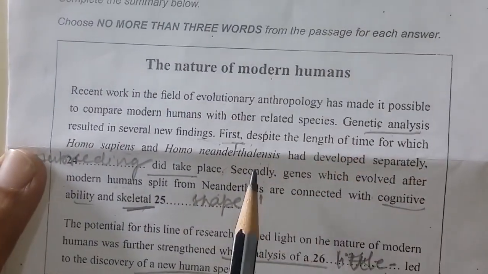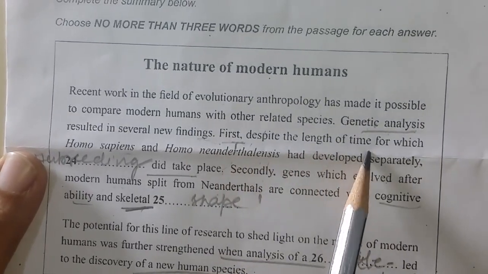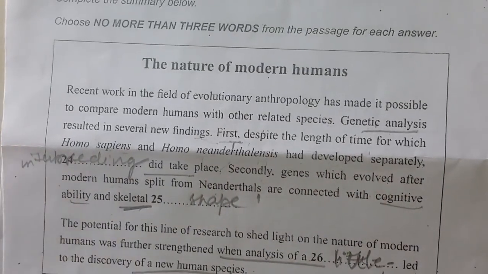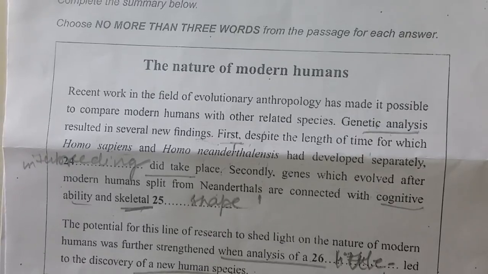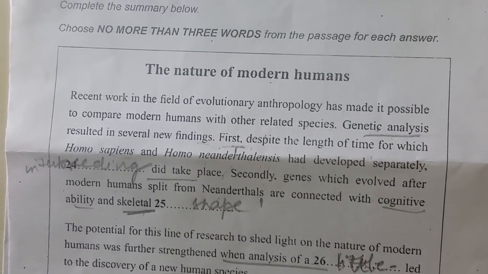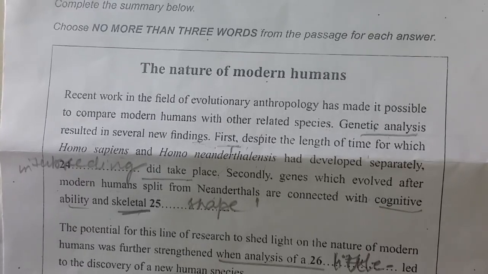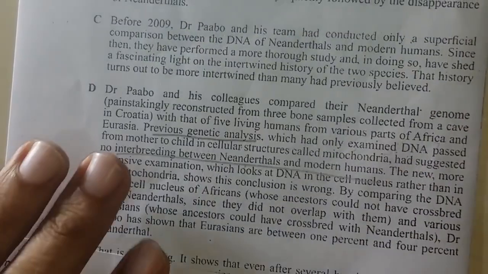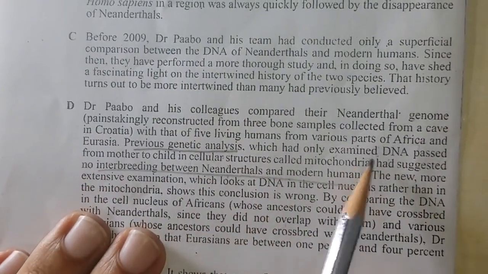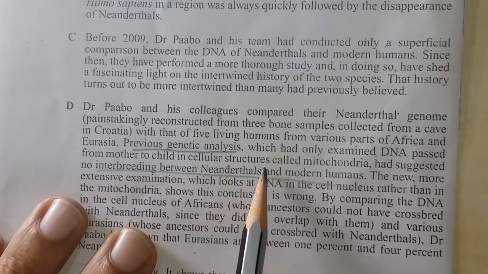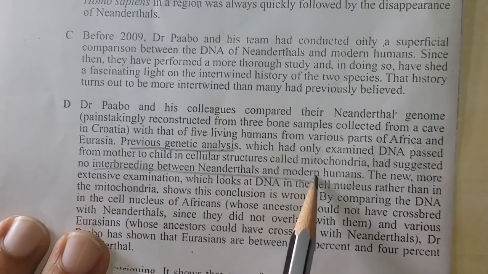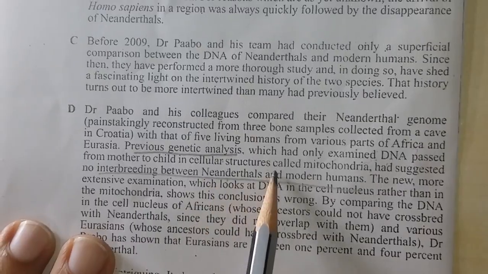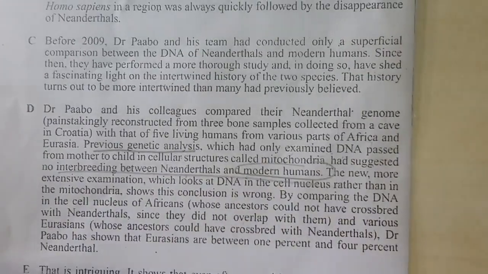He said here, despite the length of time for which Homo sapiens and Neanderthals have developed separately, meaning they developed separately. There was a time gap between Homo sapiens, that is modern humans, who are also known as Homo sapiens, and the other part of the Homo that he has written here. He told us one thing: that DNA passed from mother to child in cellular structure, whatever may be, no interbreeding between this and this. He said it has only examined DNA passed from mother to child, and modern humans are Homo sapiens.